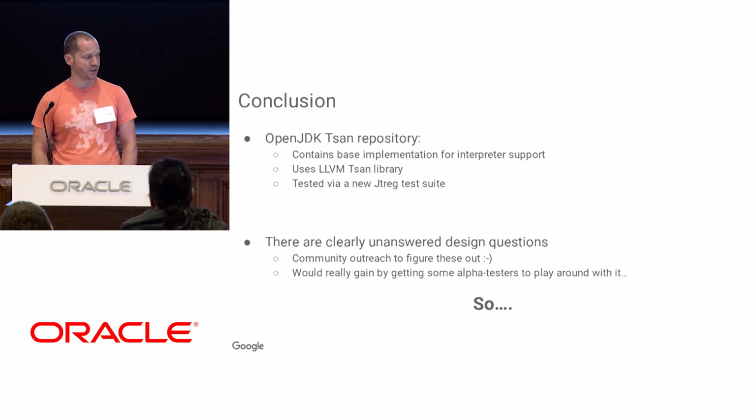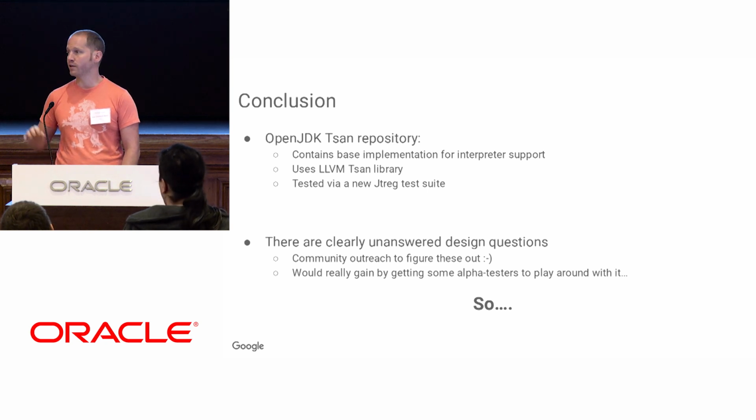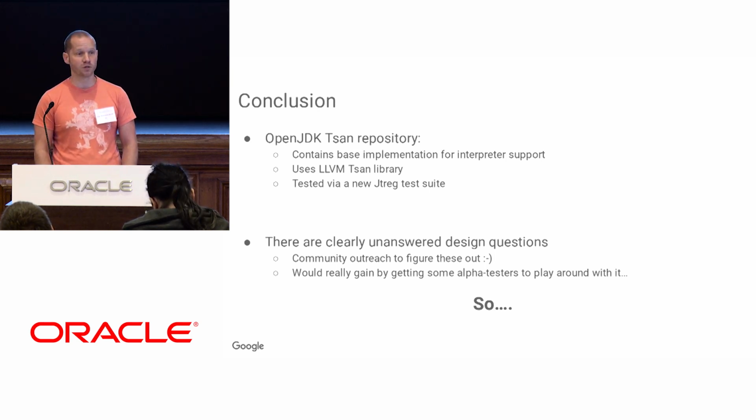The conclusion of this is our OpenJDK Tsan repository. The demo you saw is what is available already in the open entirely. It contains the base implementation for the interpreter support. It uses the LLVM Tsan library, like we said, and we have our own JTReg test suite that we actually use and maintain in the open, so we can show that we are not regressing on ourselves, but also able to show what is currently supported. There clearly, as I hope I've shown, are some unanswered questions that I would love to have conversations with you all throughout these next couple of days to know who would be interested at least in talking about this.